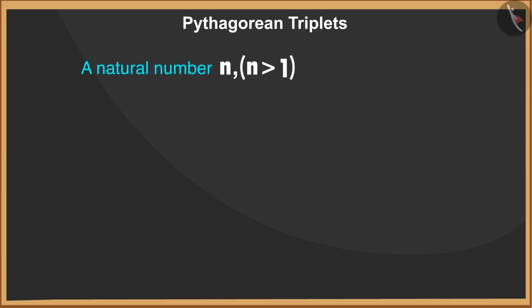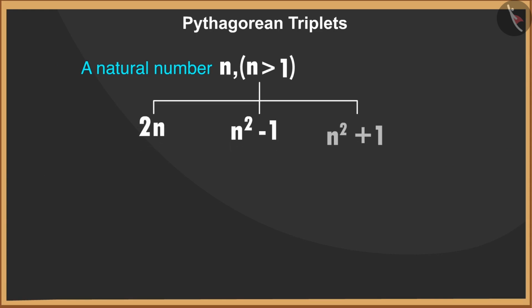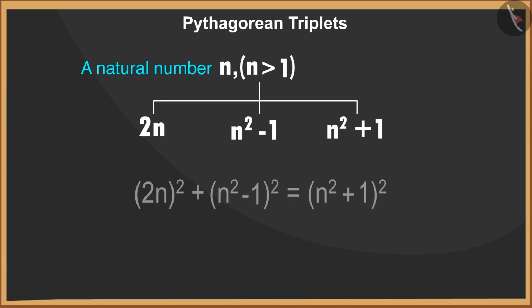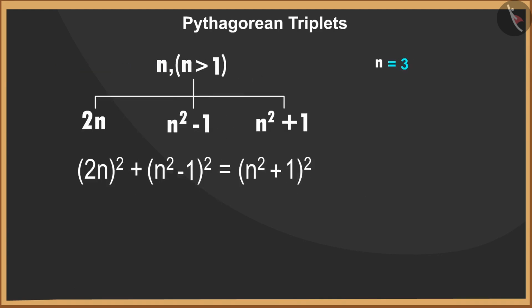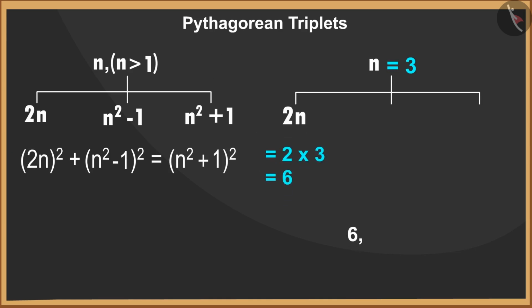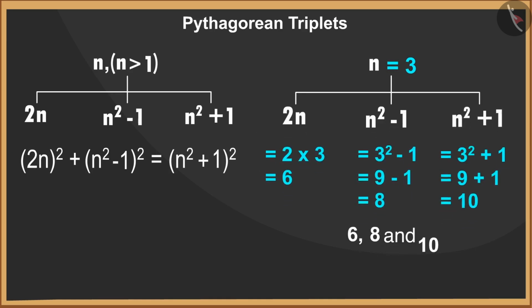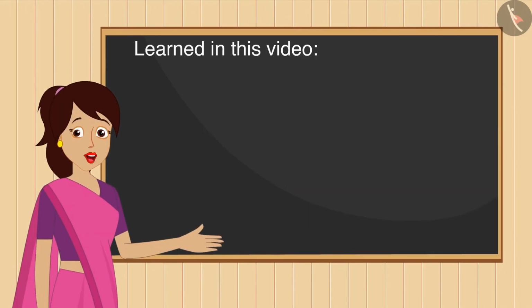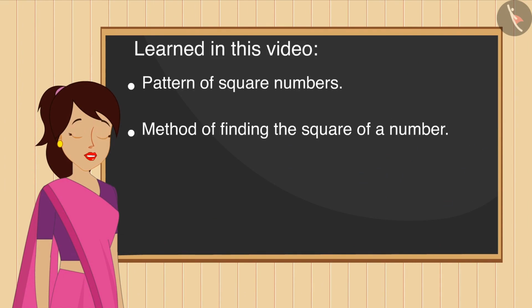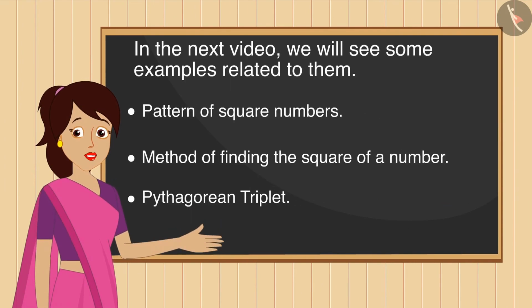Here, we observe that for any natural number n greater than 1, we have 2n, n square minus 1 and n square plus 1 forms a Pythagorean triplet. Like for number 3, the numbers 6, 8 and 10 will be a Pythagorean triplet. In today's video, we learned about the pattern of square numbers, the method of finding the square of a number, and the Pythagorean triplet. In the next video, we will see some examples related to them.